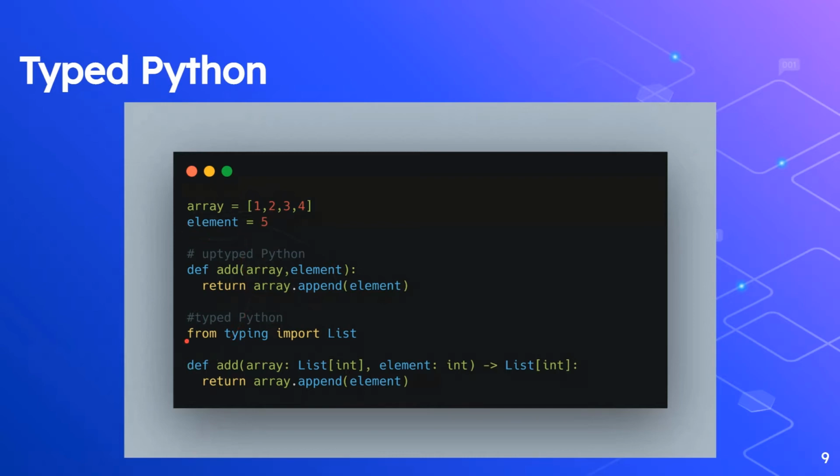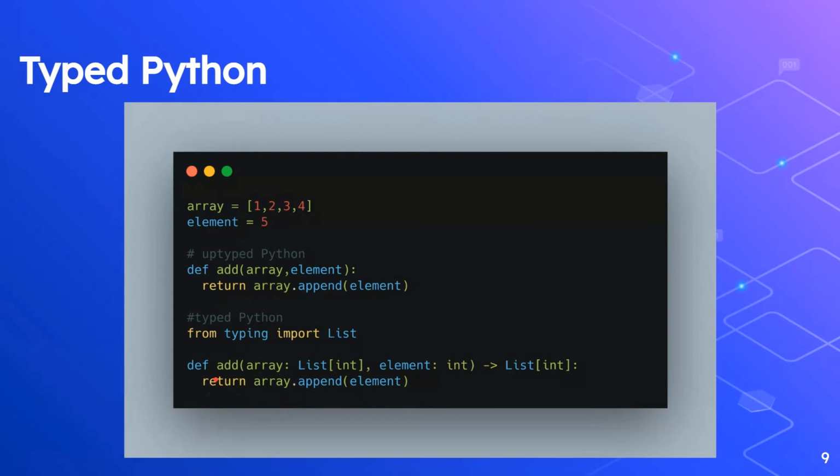So basically what we do is we import something called List from the typing module in Python, and we say that the array has to be a list of integers. And we say the element has to be an integer too. And what it returns is a list of integers. So this makes our code type safe, and it prevents developers on other teams or your friend from screwing up your code and then blaming you.